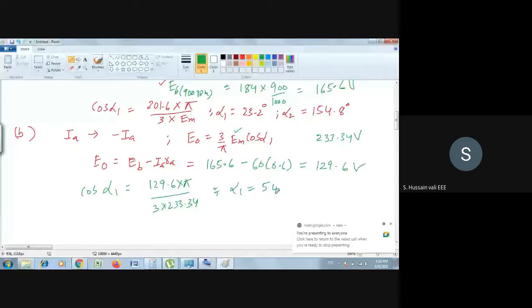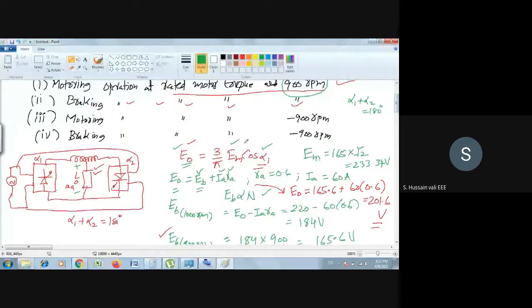Okay, then what is alpha 2? So alpha 2 is 180 minus 54.42, which is 125.58. Yeah, okay, we got it. So alpha 1 and alpha 2 we got in the second problem also. Now we'll go to the third problem.